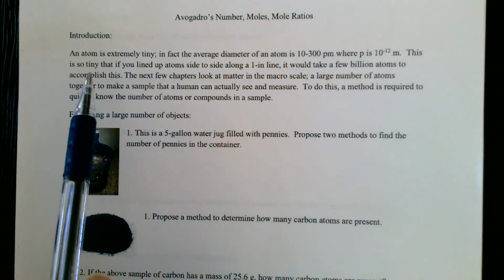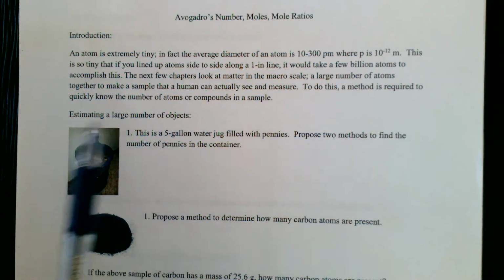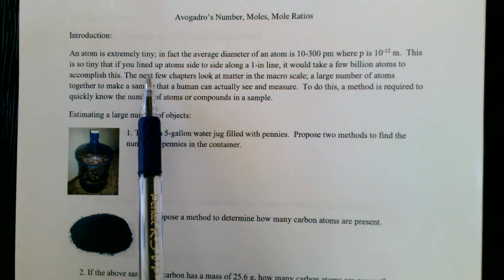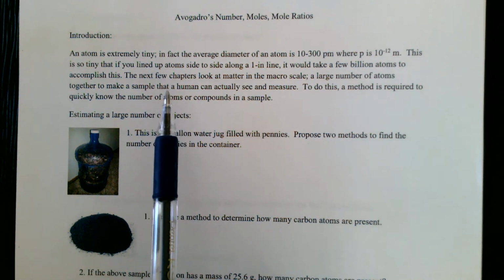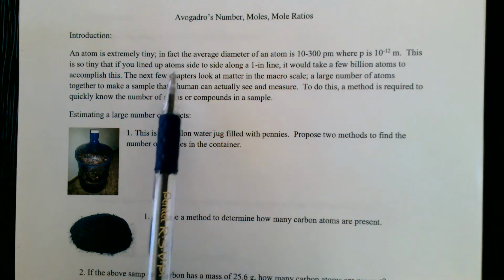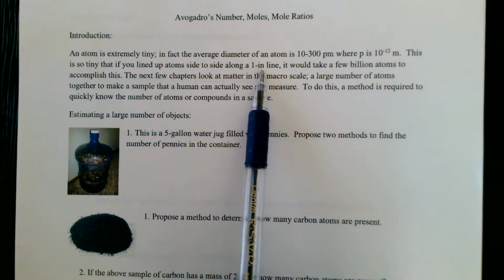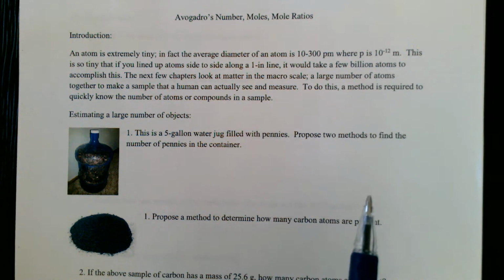Up until this point, we have been looking at atoms and molecules on a very small scale, like one atom or one molecule at a time. Chapter 6 starts to look at things on a much larger scale. To get enough of an atom to put in your hand, see it, and measure it, you would need a few billion atoms. Just to cover a 1-inch line, you would need a few billion atoms or molecules of something.